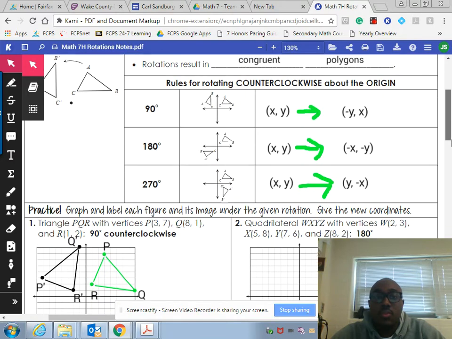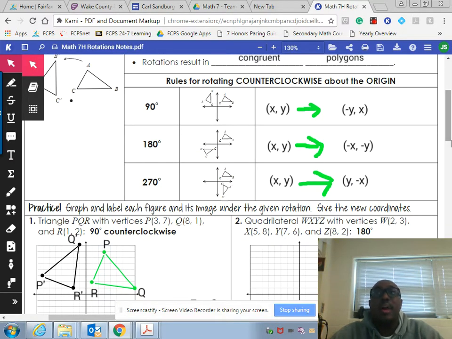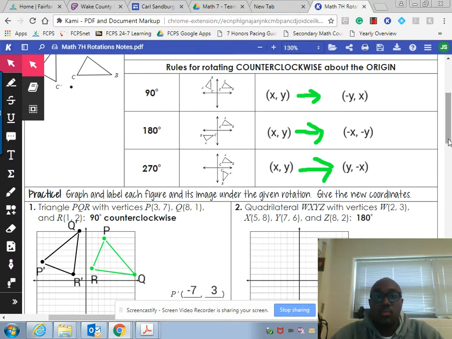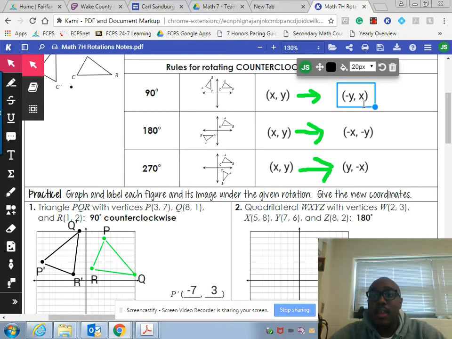So we have certain rules to make our lives easier. What we need to do is memorize the counterclockwise rules. Before we look at an example, let's look at the rules. If we have a 90-degree rotation counterclockwise, then our original X, Y coordinates turn into negative Y, X. So the position shifts and we turn the Y into its opposite.